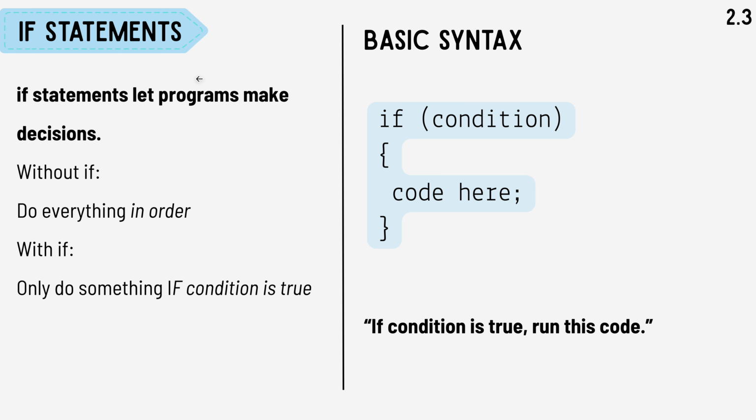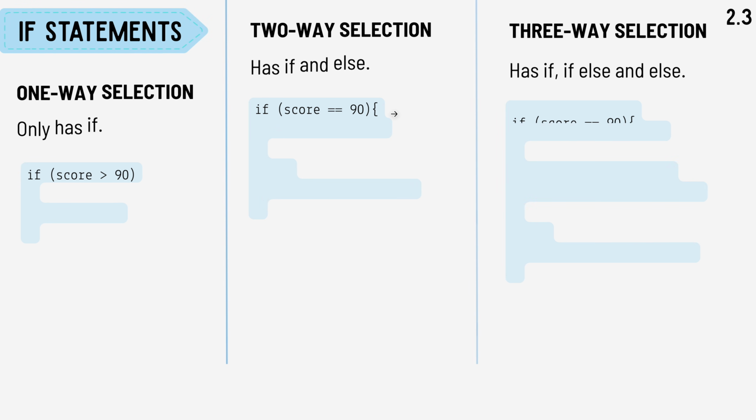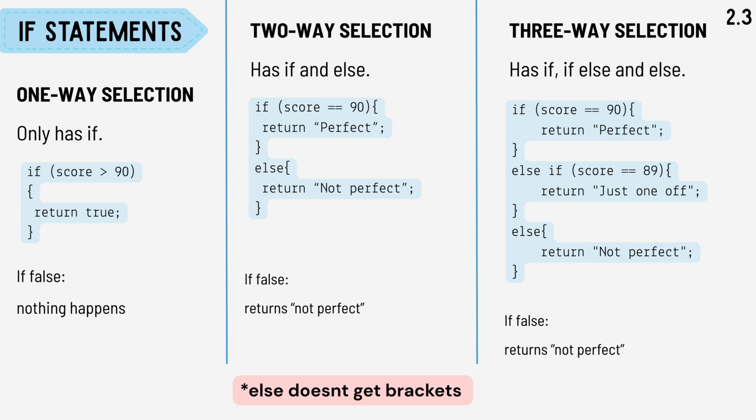Next, let's go to the first loop, which are if statements. So if statements let the program make decisions. Without an if, everything would just go in sequence, and with it, it will only go on if the condition's true. So the basic syntax is really simple. It's just if, condition, if it's true, and then the code over there. Now there are three types though. The first one is if it just has if. So if the score is greater than 90, it just returns true.